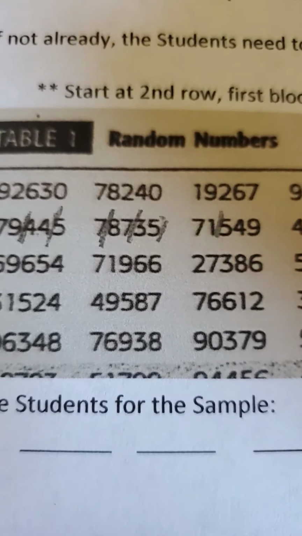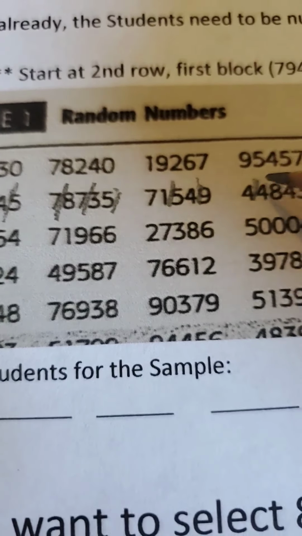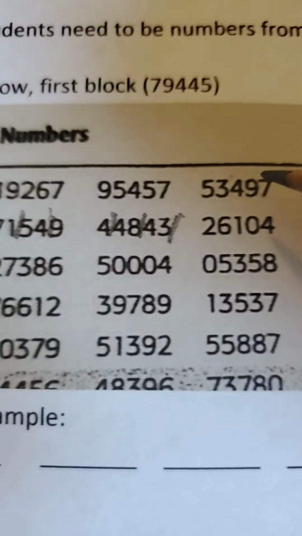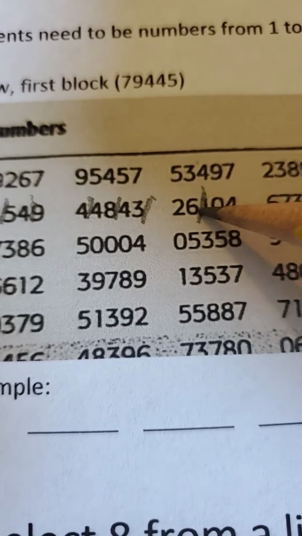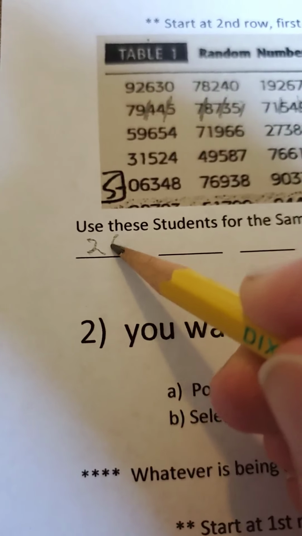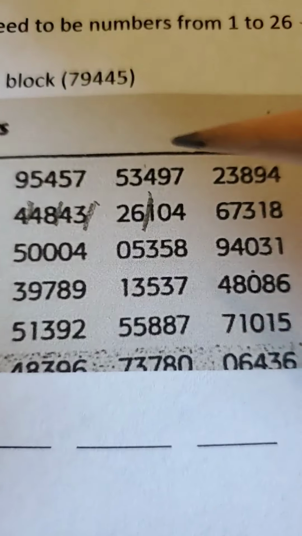See how there's a lot of waste? There is no student 54. There is no student 94. There is no student 48. There is no 43. There is a student 26, so that is the first student we're going to select in our sample.